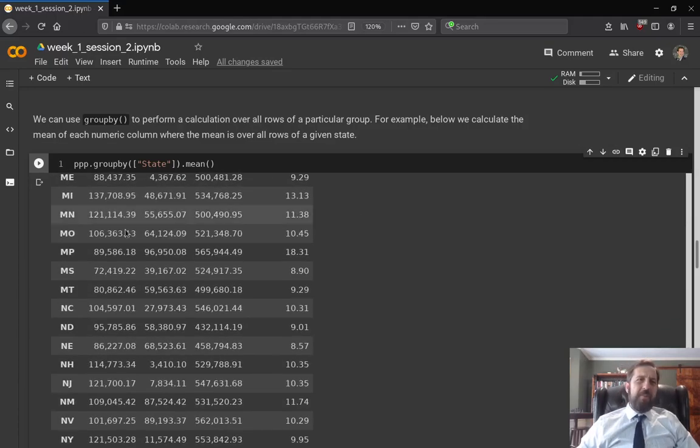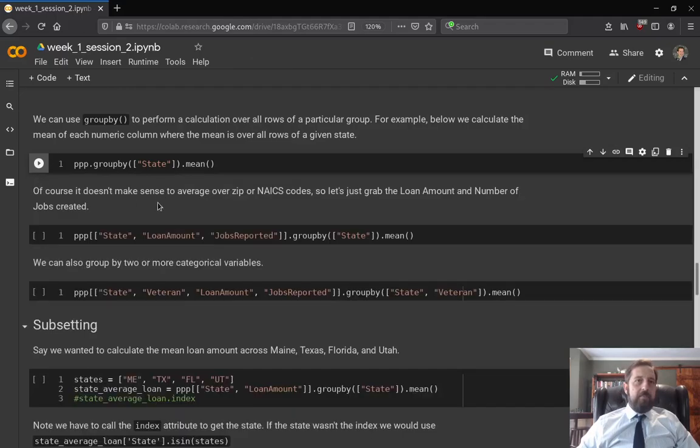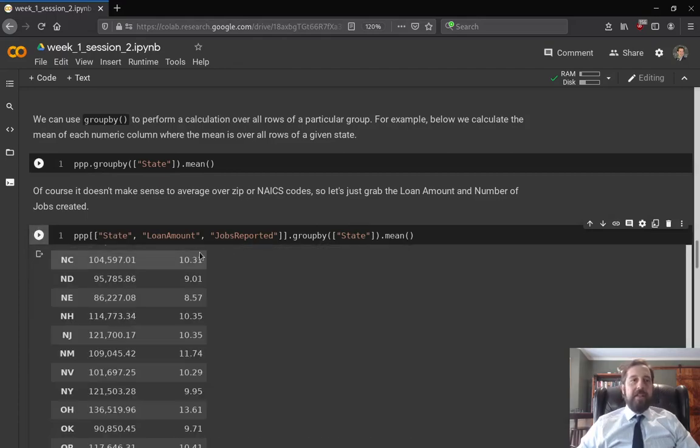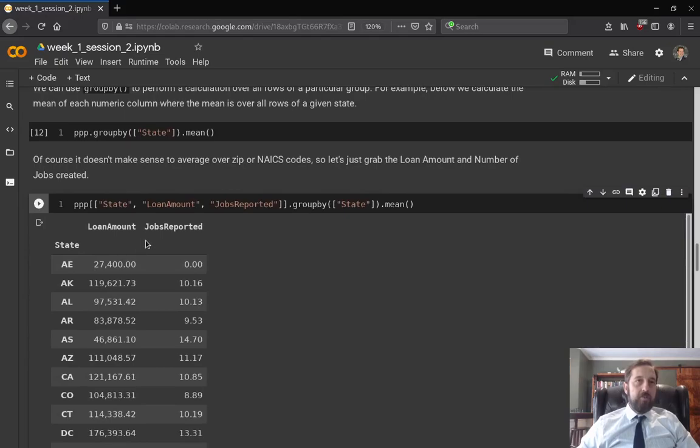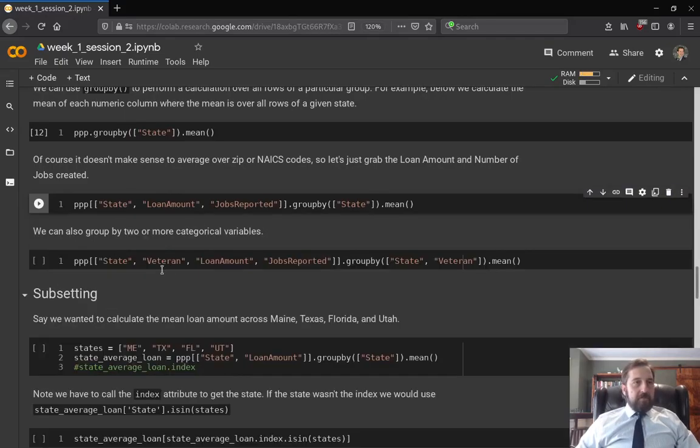Right? So because of this, we would probably want to simply select loan amount and jobs reported. Of course, if we're going to feed this into group by, we also have to include the column state, and then this will give us a data frame which makes more sense. It excludes the mean of the zip and the NAICS code, which is nonsense.